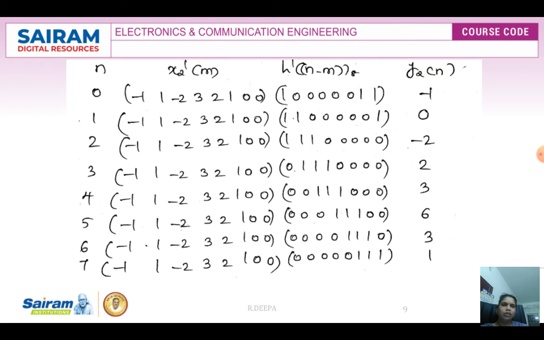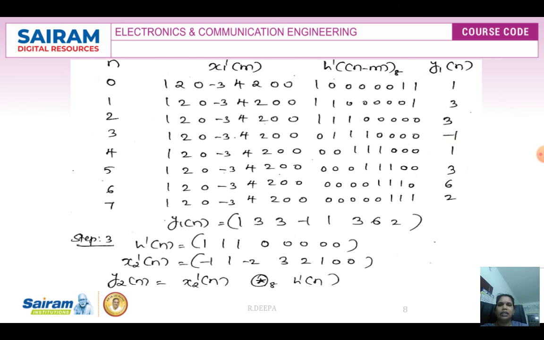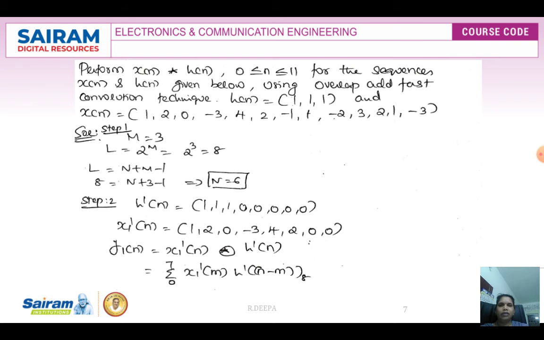So the y2 of n we are getting is 8 values: minus 1, 0, minus 2, 2, 3, 6, 3 and 1. The next step is you need to add all the outputs, such as y1 of n, y2 of n minus 6, plus y3 of n minus 12, and so on. As it is specified in the problem statement that n ranges from 0 to 11, no need to do y3 of n. You can stop with that.